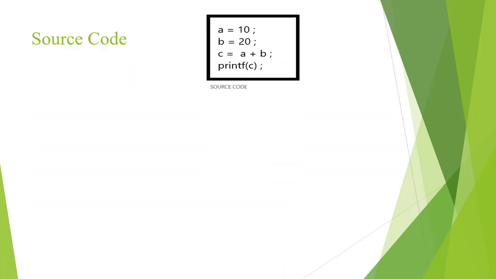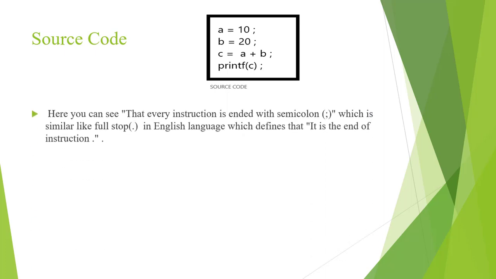Source code, right? You can see source code. Source code simply means program. Here you can see that every instruction ends with a semicolon, which is similar to a full stop in the English language, and simply defines that it is the end of the instruction.